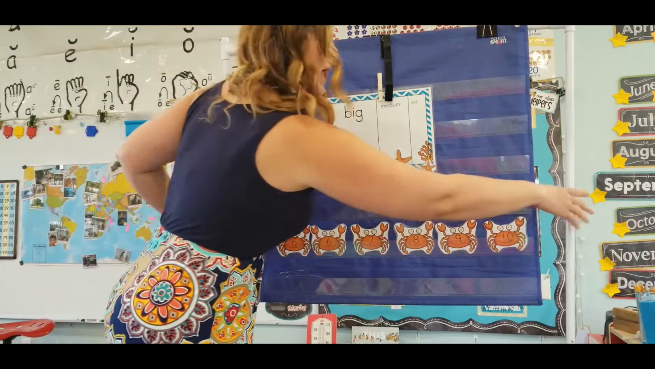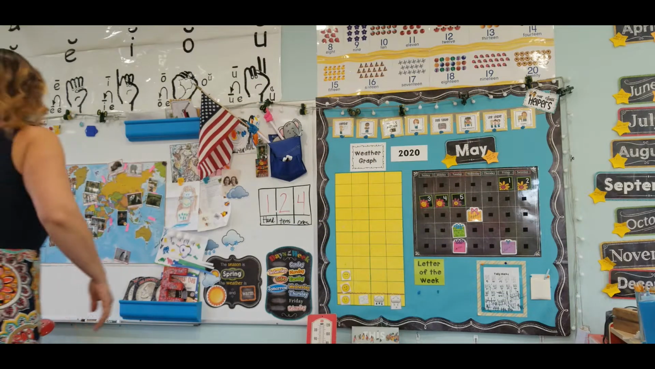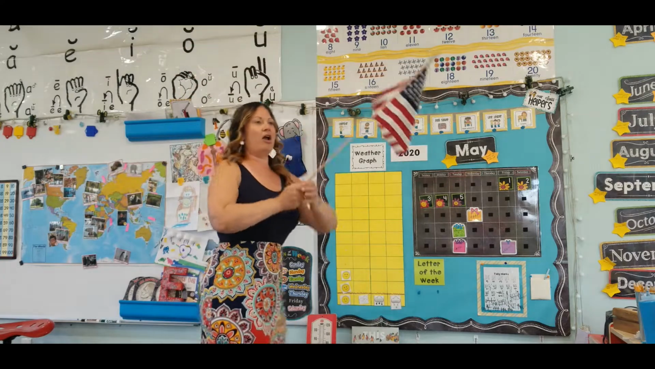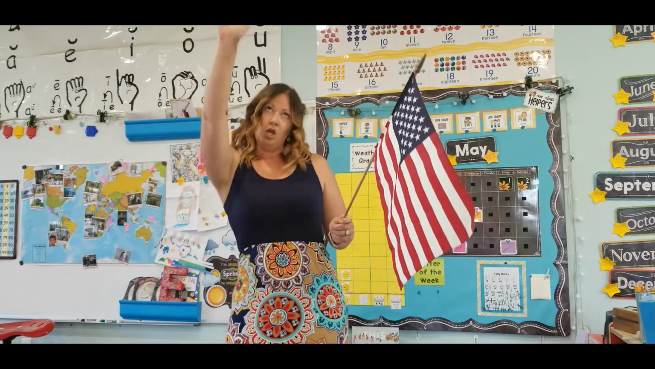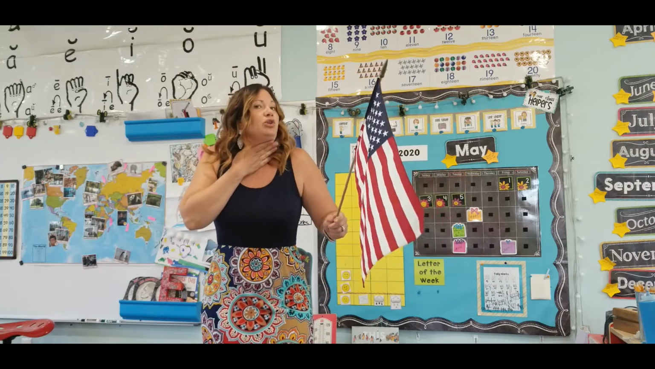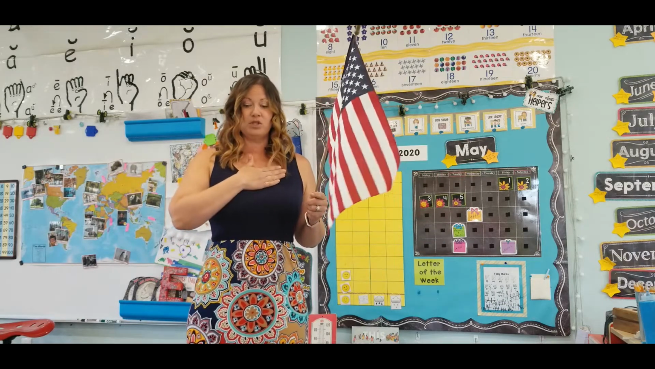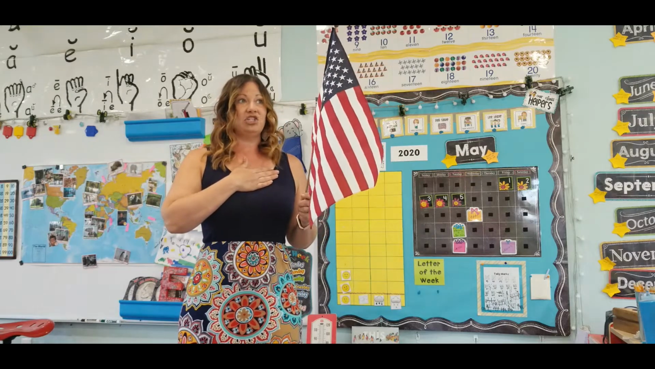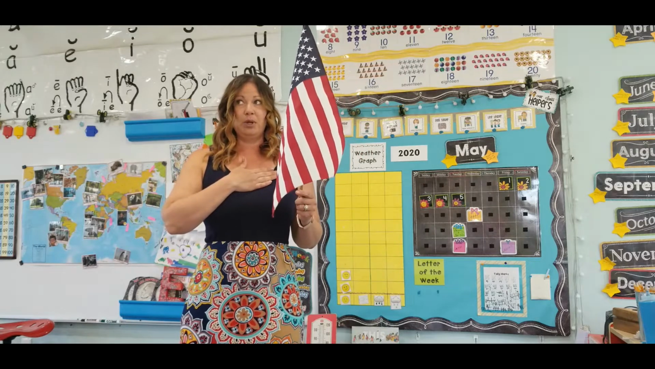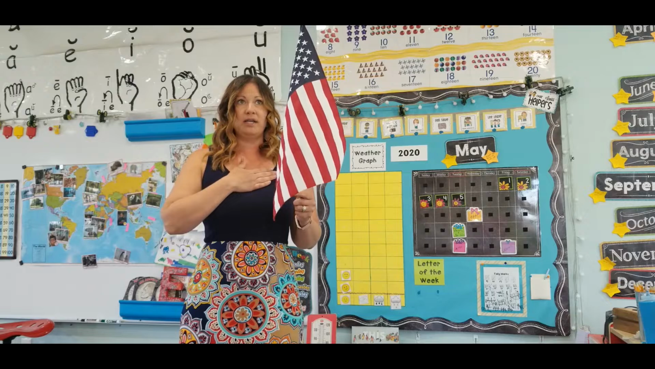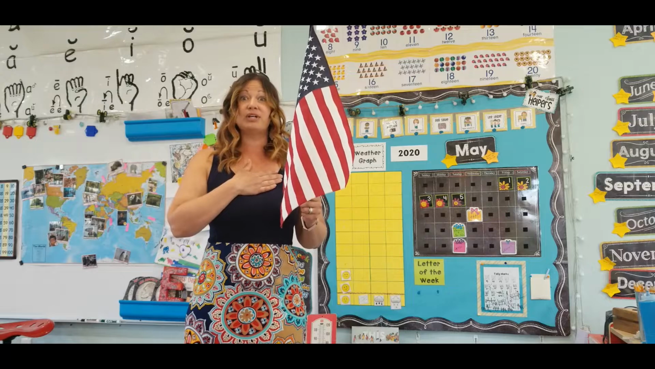Nice job. Okay, please stand for the flag salute. Put your right hand in the air, in the air. Put your right hand in the air, in the air. Put your right hand on your neck. Put your right hand on your belly button. Put your right hand on your heart, thump, thump. Salute, pledge. I pledge allegiance to the flag of the United States of America and to the republic for which it stands, one nation, under God, indivisible, with liberty and justice for all.